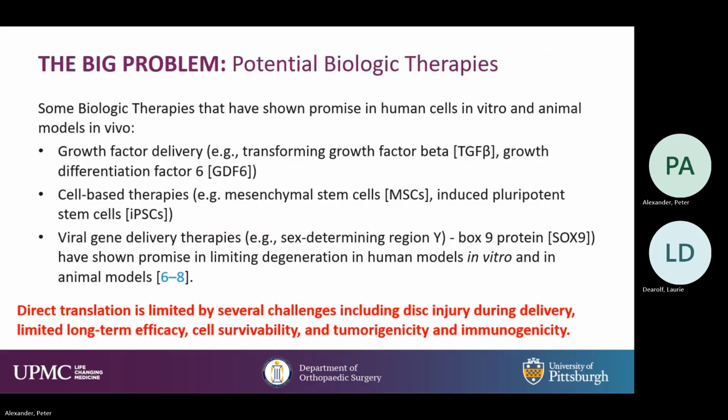So then she goes on to talk about the fact that biological therapies have shown promise in human cells, in vitro, and in some animal models. Three main types of therapy are listed here. There's the delivery of growth factors, which we know can promote the proper gene expression in these cells. Two of the prominent ones are TGF-beta and GDF6.